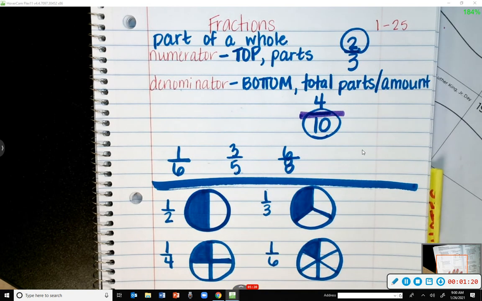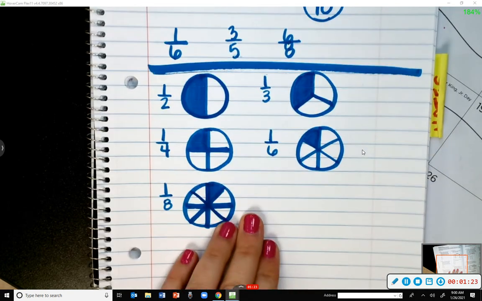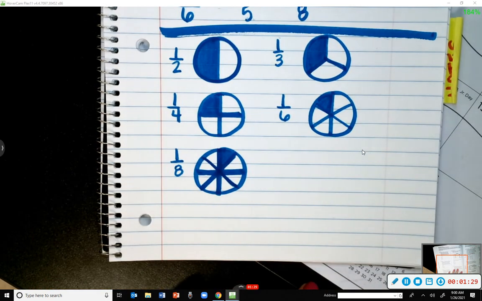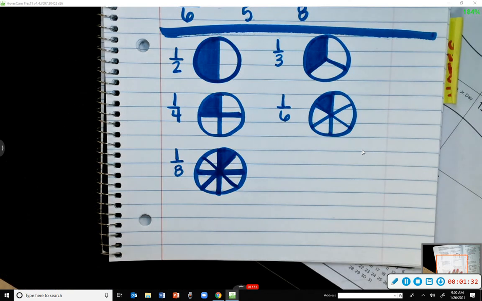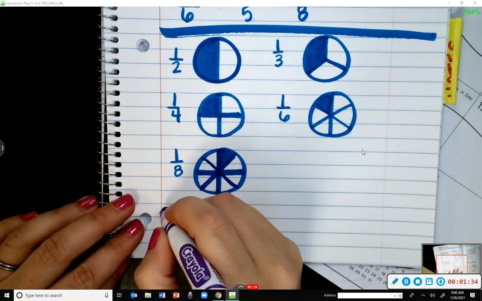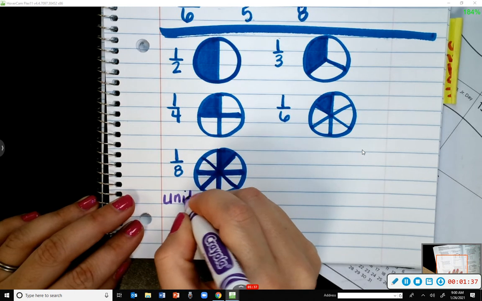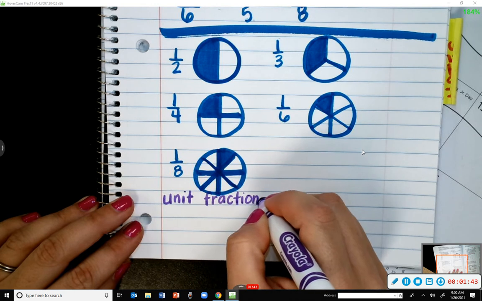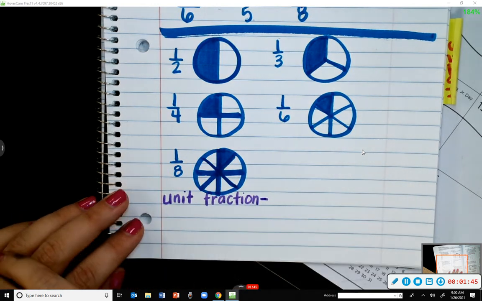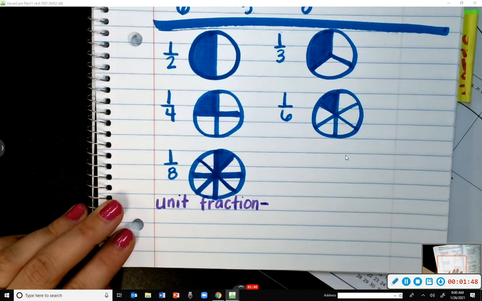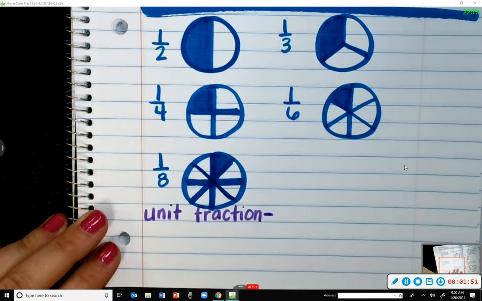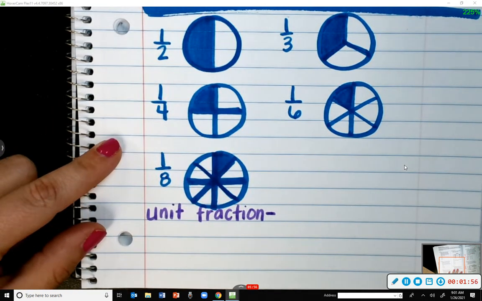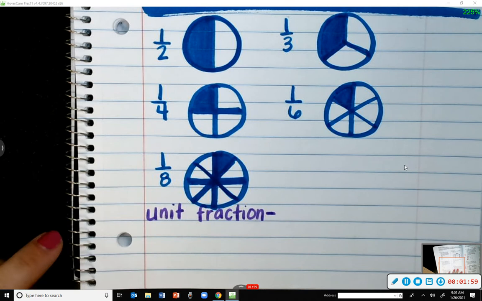Okay, now if you still have room on this page, you can continue down at the bottom if you want, or if you need more space, you can flip to the back, okay? But we're going to add the word unit fraction. Unit fraction is all of these that we're looking at right here. What do you notice that's in common about all of these fractions that we drew pictures of? What do they all have in common?